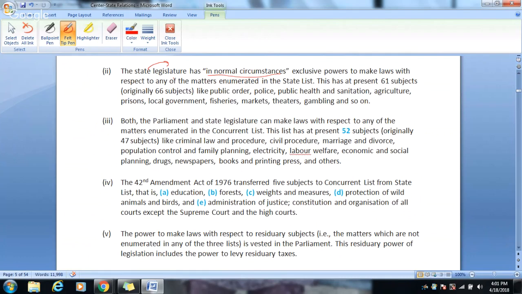So what are those? Those are public order, police, public health, sanitation, agriculture, prisons, local government, fisheries, markets, theaters, gambling, etc. So clearly we see that Parliament is empowered to make the laws with respect to the union list, and the state legislature is empowered to make the laws with respect to the state list.